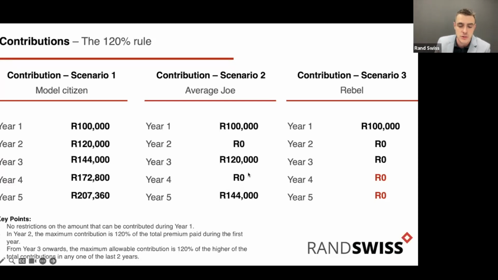In year four, he doesn't have to contribute anything. In year five, again, we look at the previous 2 years. In that case, we look at year three and year four, and there you can contribute 144,000.